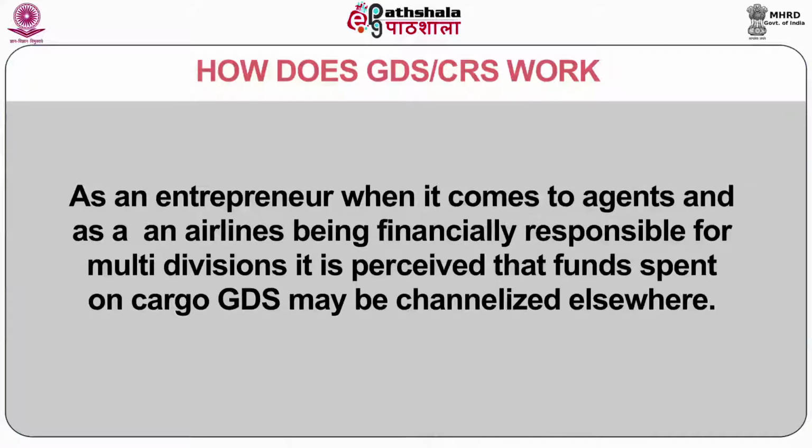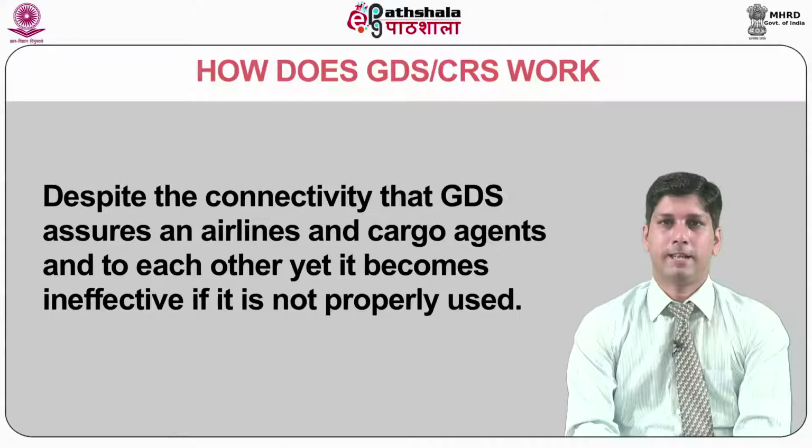One of the challenges is that when airlines or agents seek to cut operational cost, they let the cargo CRS and GDS go. As an entrepreneur, when it comes to agents, and as airlines being financially responsible for multiple divisions, it is perceived that funds spent on cargo GDS may be channelized elsewhere. Despite the connectivity that global distribution systems assure airlines and cargo agents and to each other, it becomes ineffective if it is not properly used.